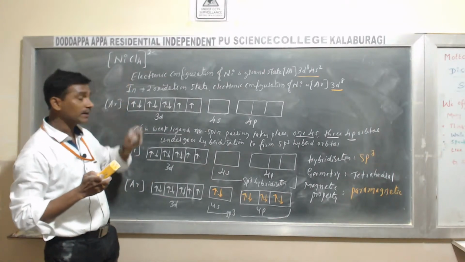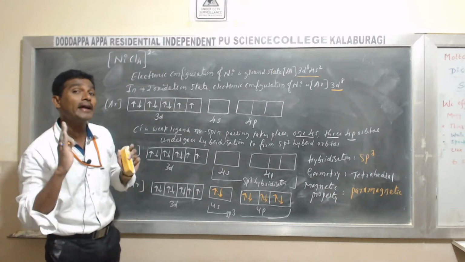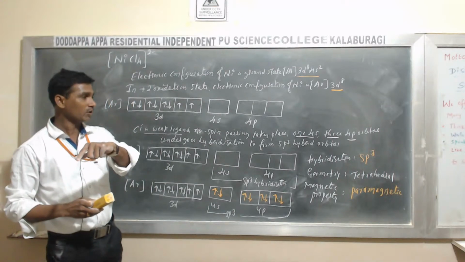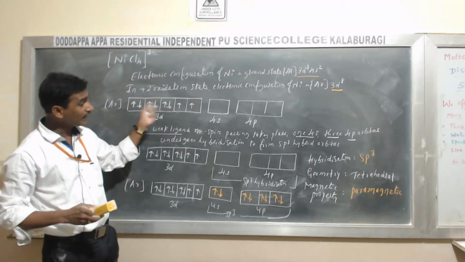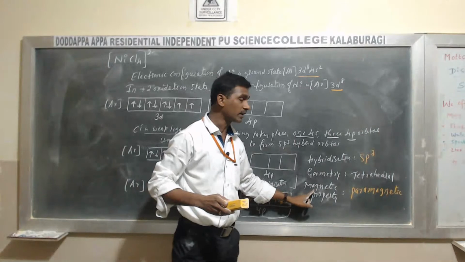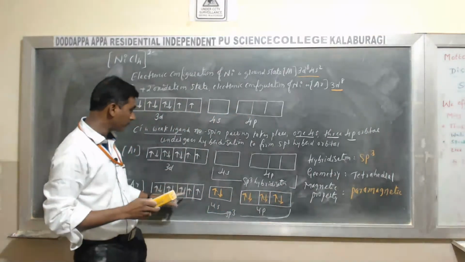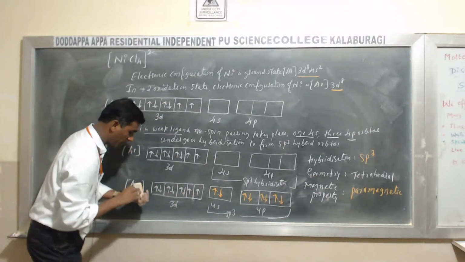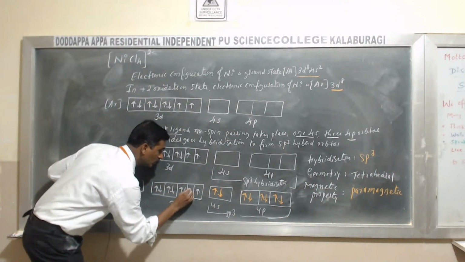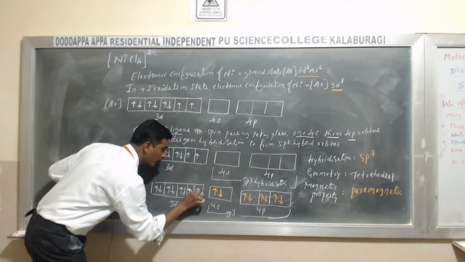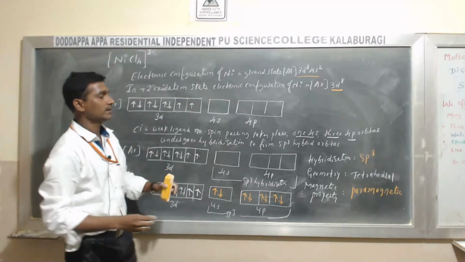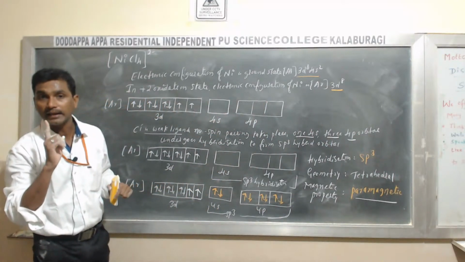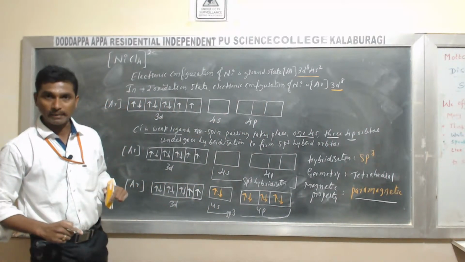The d orbital undergoes (n-1)d hybridization, which is called an inner orbital complex, but I can discuss that later. Next, the complex contains unpaired electrons. If the complex contains unpaired electrons, it is called paramagnetic. Here it contains 2 unpaired electrons. So that's why this complex is said to be paramagnetic.